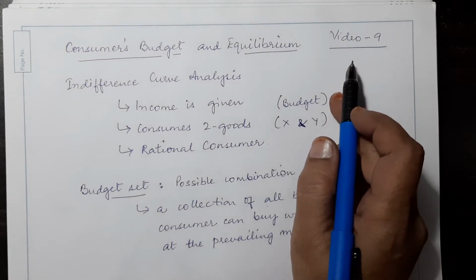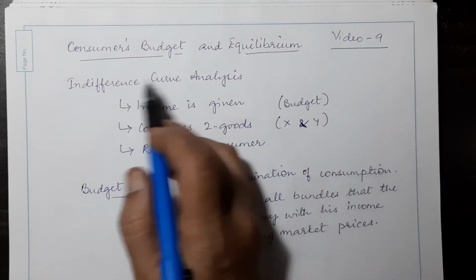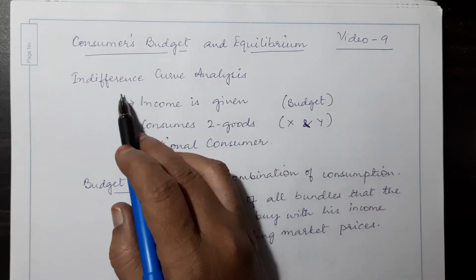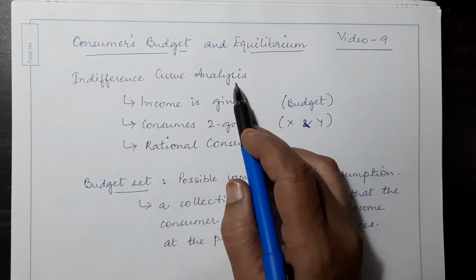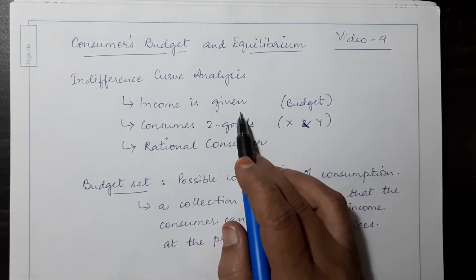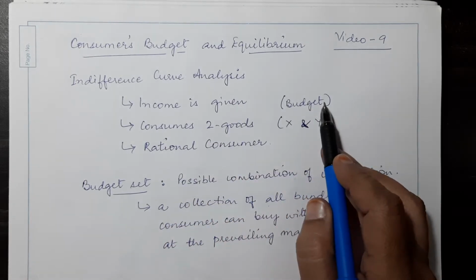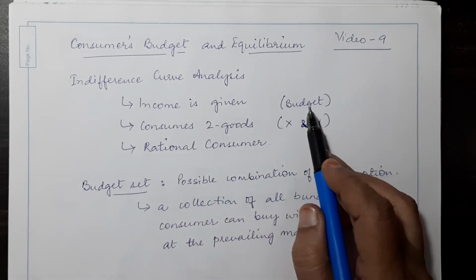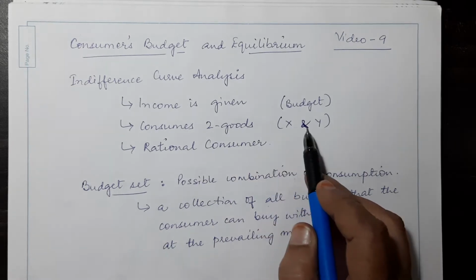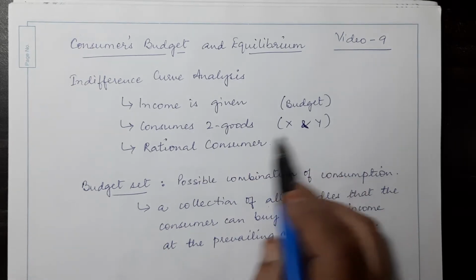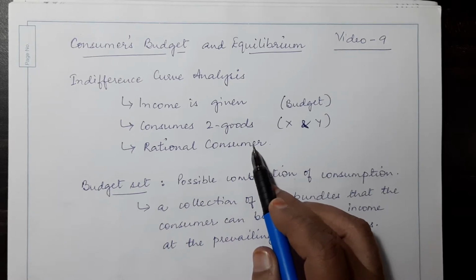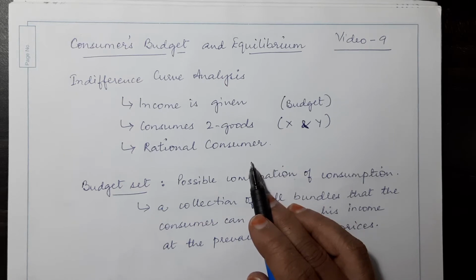In our video number 9, today we are going to learn about the consumer's budget and equilibrium. Now, from our previous knowledge of indifference curve analysis, we learned that the income of the consumer is given, and this we are calling here the budget. The income is called budget, and the consumer consumes two goods, X and Y, and is a rational consumer. That means he maximizes his satisfaction on the consumption of goods.